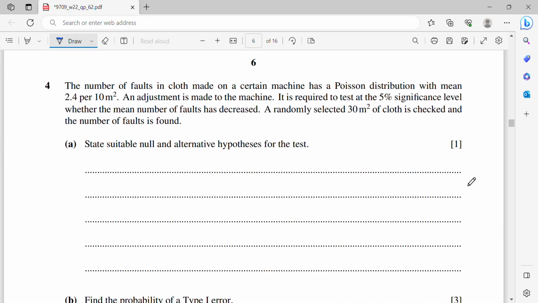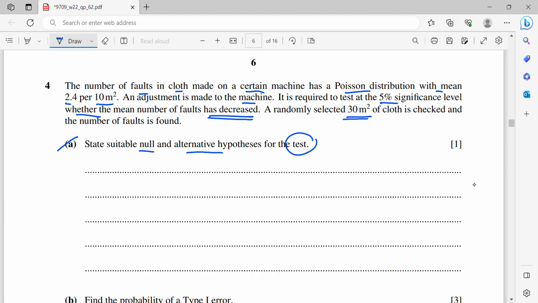Okay, now question 4. The number of faults in cloth made on a certain machine has a Poisson distribution with mean 2.4 per 10 meter squares. An adjustment is made to the machine. It is required to test at the 5% significance level whether the mean number of faults has decreased. A randomly selected 30 meter squares of cloth is checked and the number of faults is found. A: State suitable null and alternative hypotheses for the test.